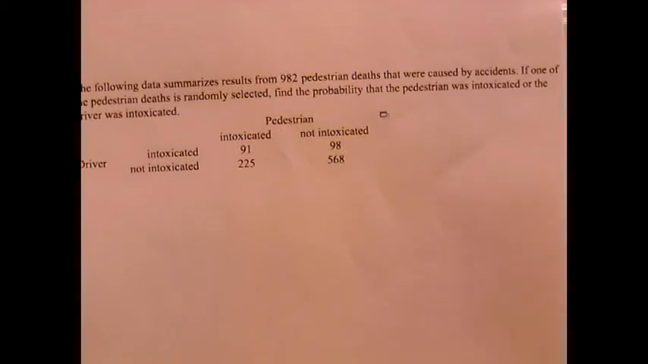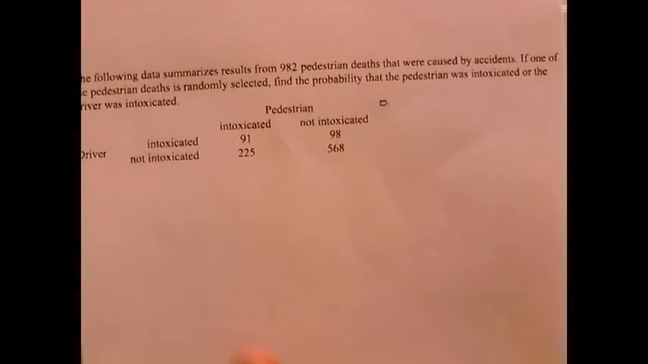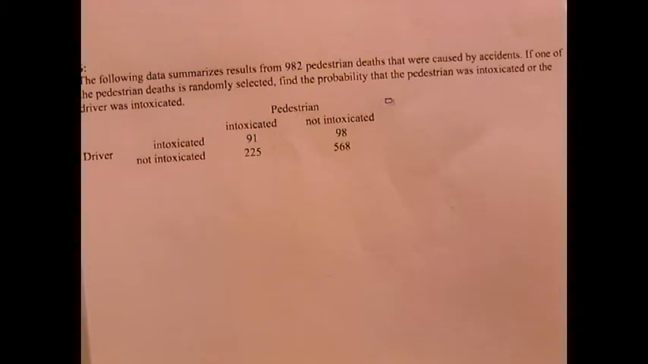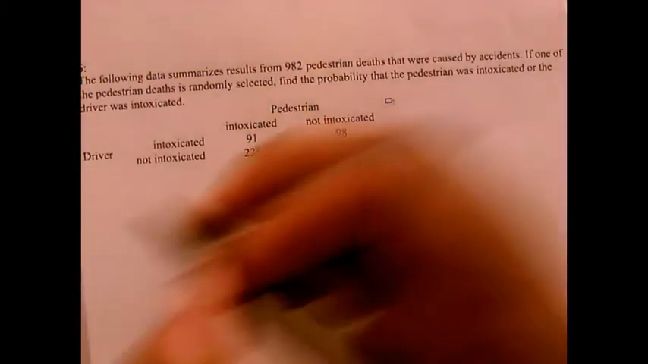The following summarizes results from 982 deaths that were caused by accidents. If one of the pedestrian deaths is randomly selected, find the probability that the pedestrian was intoxicated or the driver was intoxicated.